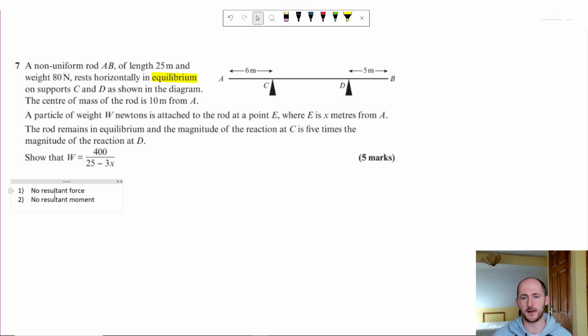I have seen 1-mark questions that say something like, for an object to be in equilibrium, there needs to be no resultant force, name the other condition.